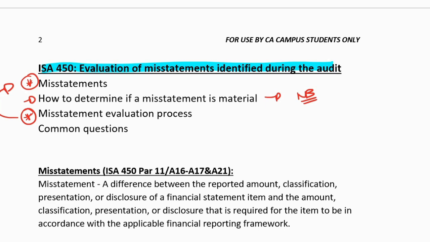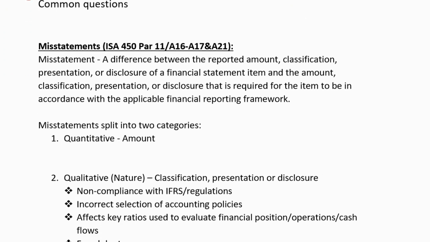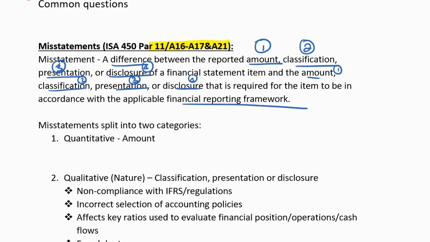Okay, so first and foremost, what is the definition of a misstatement? You can find it in ISA 450. It says that a misstatement is the difference between the reported amount one way, the reported classification another way, the reported presentation another way, or disclosure in the financial statements, and what the amount, classification, presentation and disclosure should be according to IFRS. So we're saying it's when there's a difference from what IFRS requires.